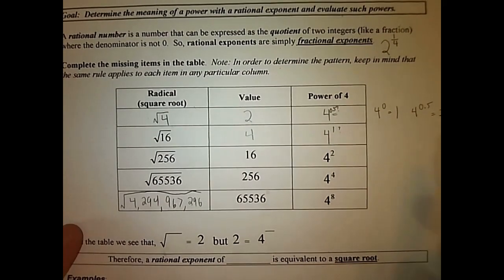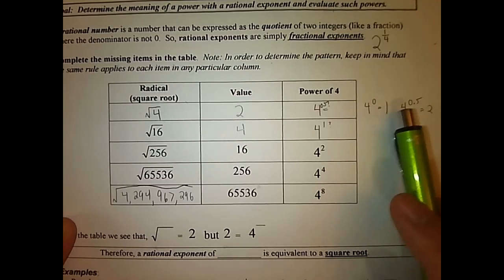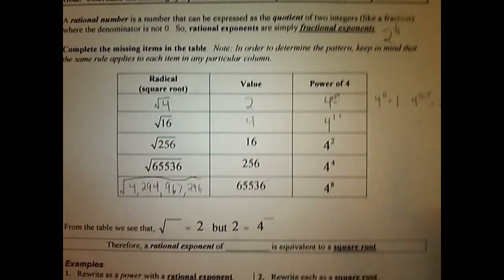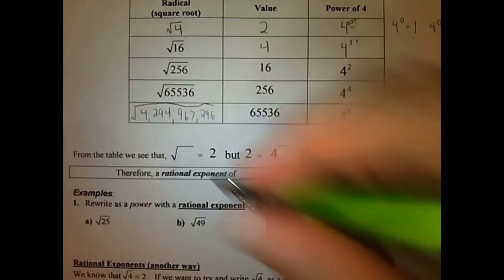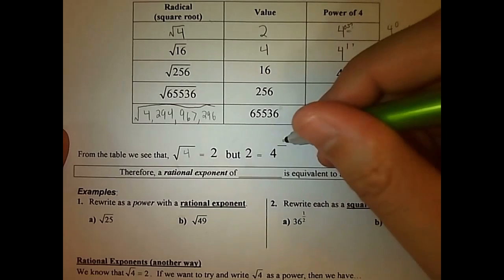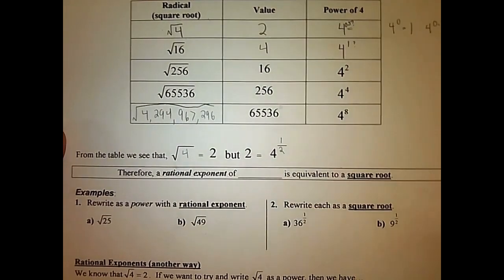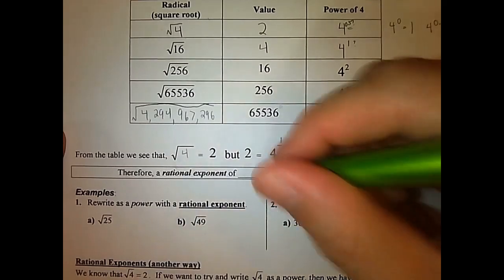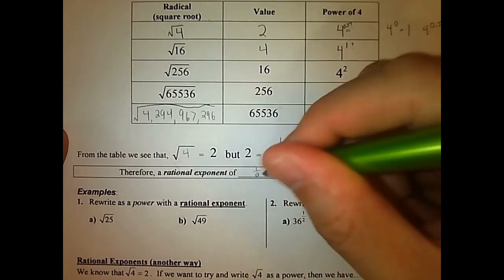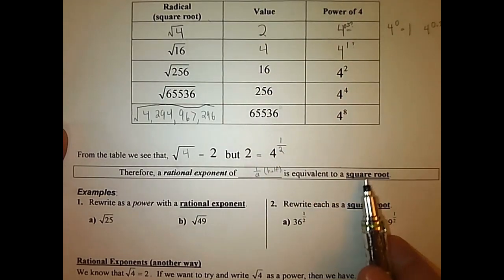Sorry, this got cut off a little bit. I'm just going to move it over. I just wrote the number 2 here. So 4 to the power of half is going to give me 2. So from the table, we see that the square root of 4 is equal to 2, but 2 is also equal to 4 to the power of 1 over 2. Therefore, a rational exponent of 1 over 2, or half, is equivalent to a square root.